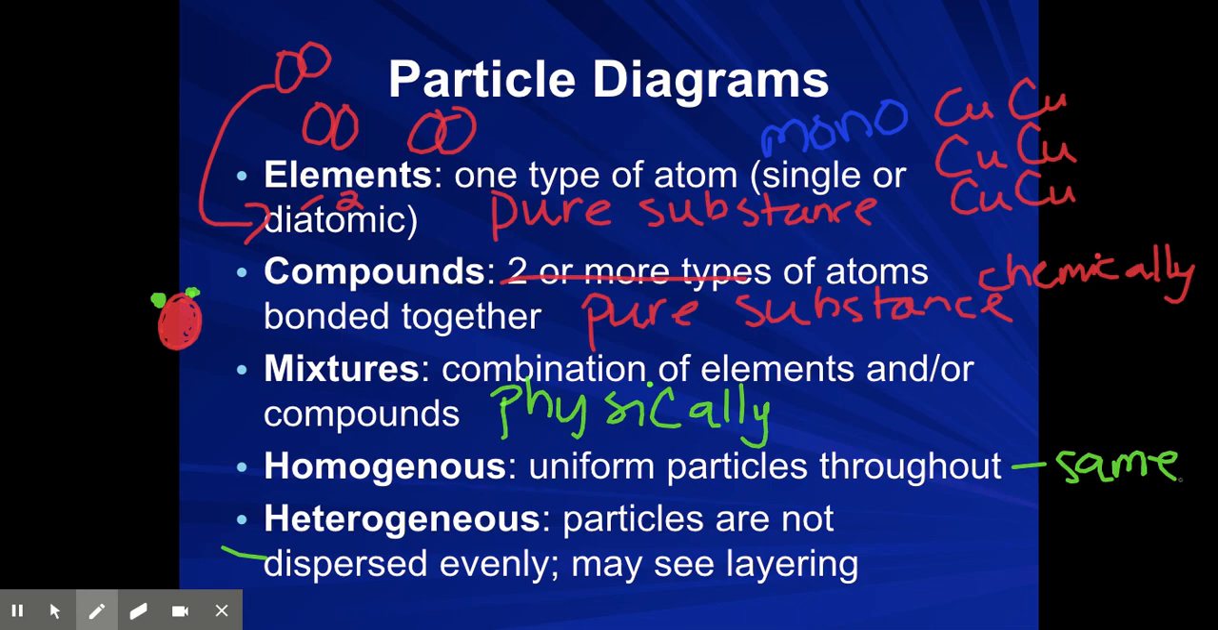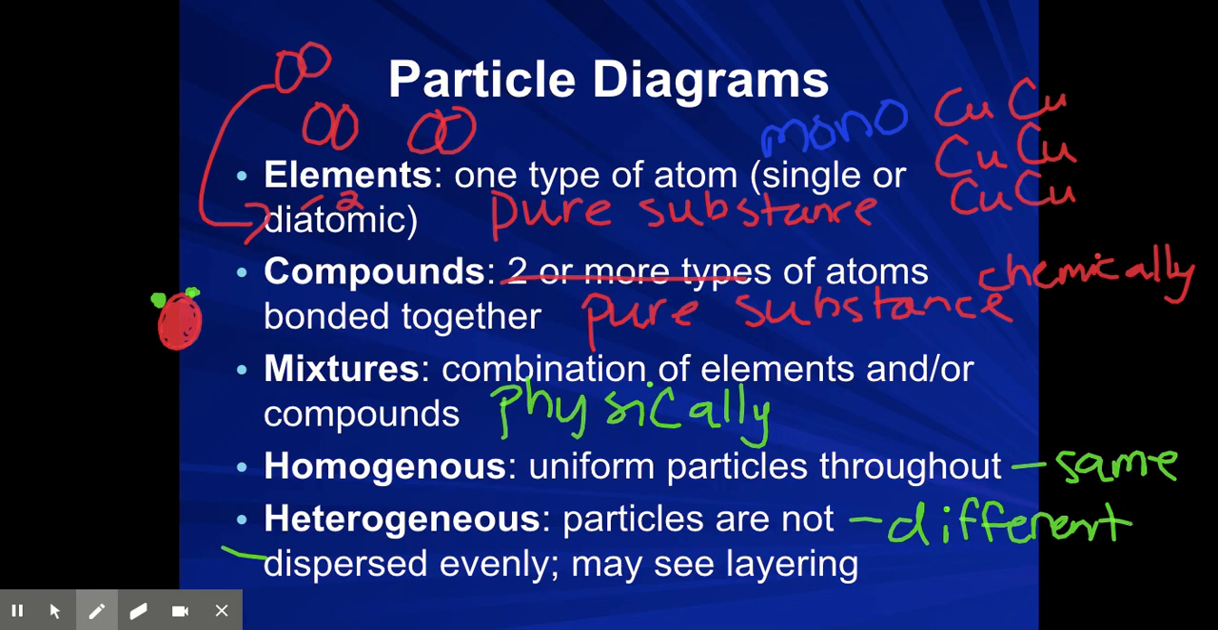That means the particles are spread out evenly, and so it's going to appear the same. Now, heterogeneous, there's a whole bunch of different ways we can look at heterogeneous, but hetero means different. And so this is going to have particles that are going to block light, scatter light. So things that are cloudy are heterogeneous mixtures. And this is because they are not dispersed evenly.